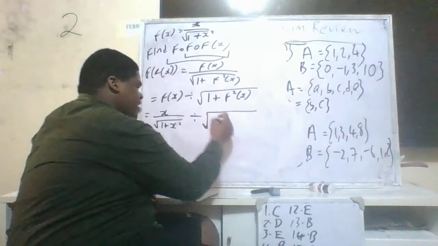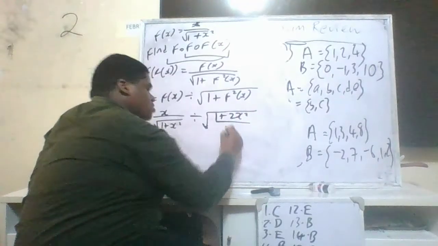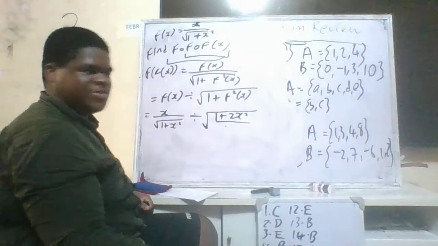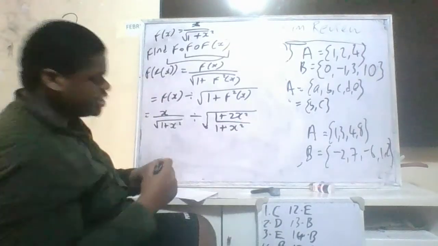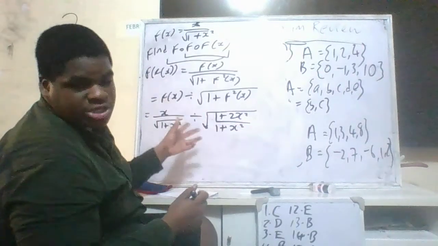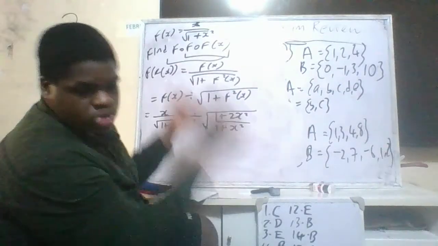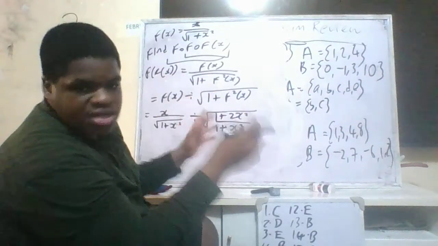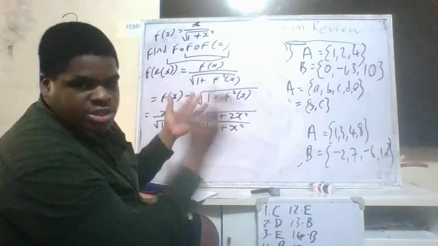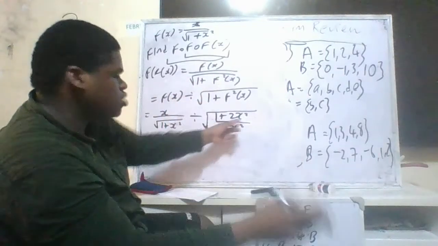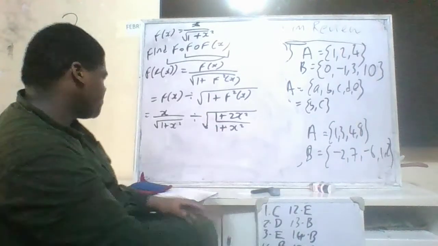The thing is easy to simplify. You will get 1 plus 2x squared divided by 1 plus x squared. The 1 on the left-hand side, just turn it to 1 plus x squared divided by 1 plus x squared. So you have 1 plus x squared over 1 plus x squared, plus x squared over 1 plus x squared. In the numerator you have 1 plus x squared plus x squared, which gives 1 plus 2x squared. The denominator does not change, so you have 1 plus x squared there.